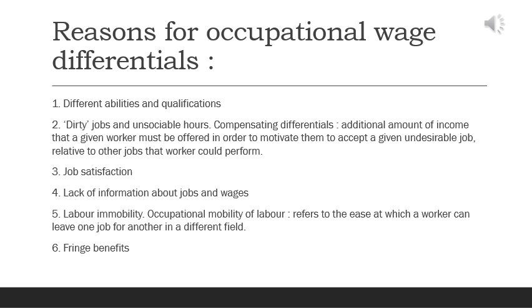The reasons for occupational wage differentials are, first, different abilities and qualifications. This is because not all workers have the same education, training, and ability. For example, an accountant is a more skilled worker than a cashier. If both workers were paid the same amount, very few people would be willing to undertake the many years of study necessary to become an accountant.